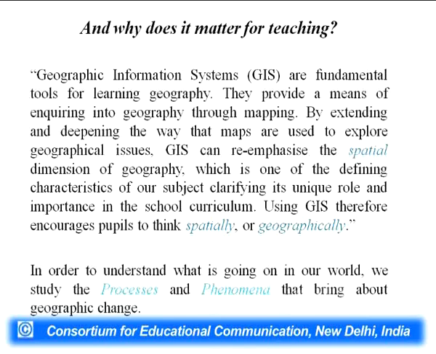As we are all aware, geography is basically the reading of the Earth's surface, a study of the Earth's surface. Whatever phenomena are happening on the Earth's surface, we try to decipher them and analyze them with the help of geography. So, a spatial component is very important in geography, and GIS, Geographic Information System or Geographic Information Science, helps in analyzing these phenomena happening on the Earth's surface. In order to understand what is going on in our world, we study the processes and phenomena that bring about geographical change.